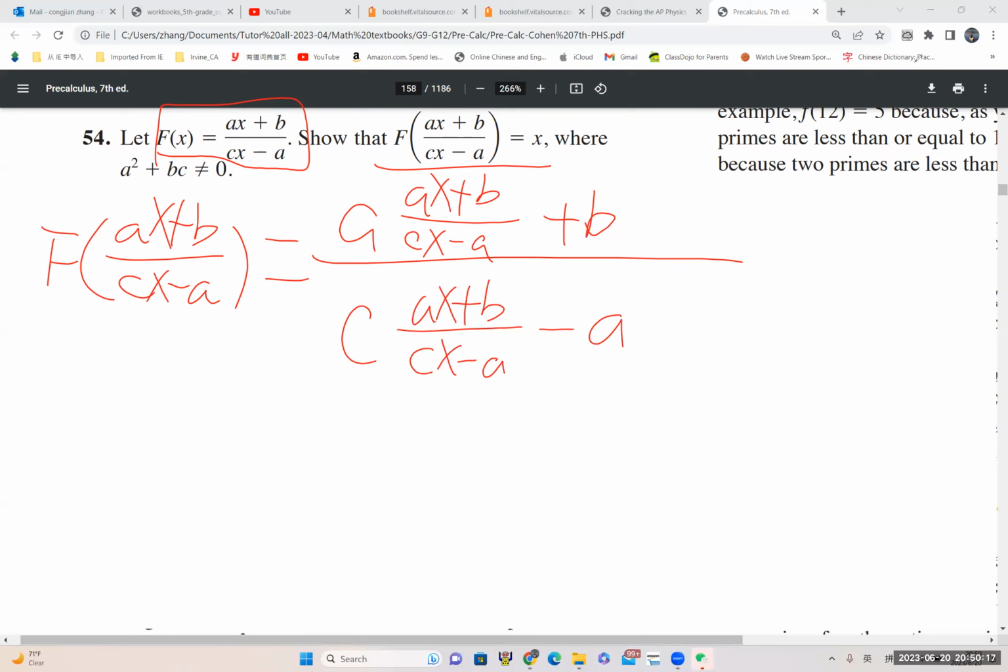Maybe you can multiply. If Ray has an idea, you can just write on the screen. Leo, say it again. Say multiply both sides by cx minus a. Yeah, could you write? Ray, if you have an idea, show it on the screen.